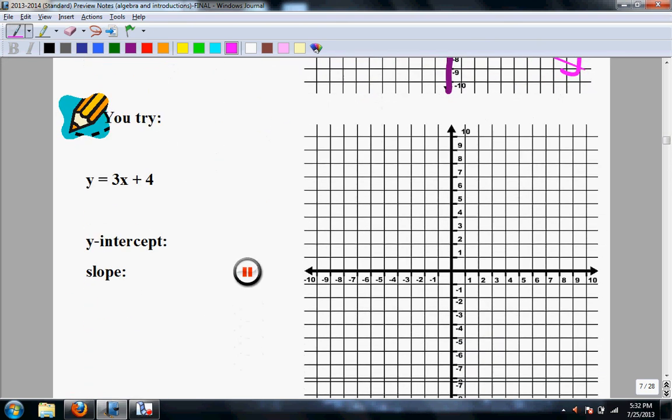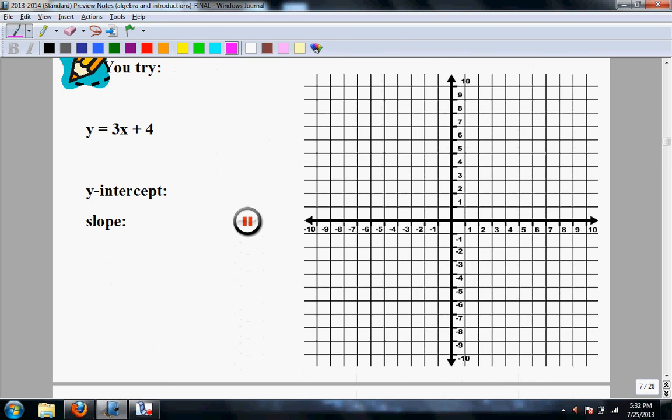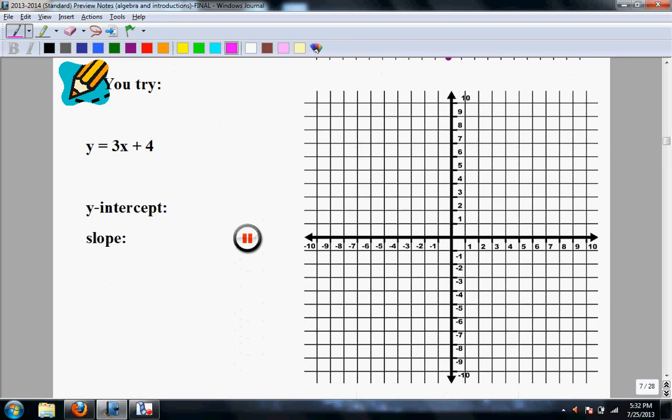What I'd like you to do is hit the pause button, please, on the video, and try to do this problem completely on your own. Then restart the video, and we'll go over it together. Please hit pause and try this on your own. Do not copy. Do it on your own, then restart the video.